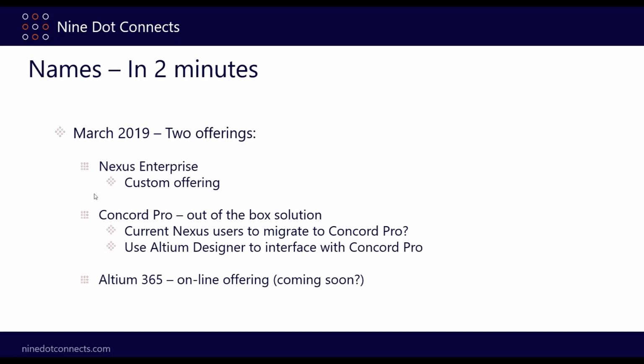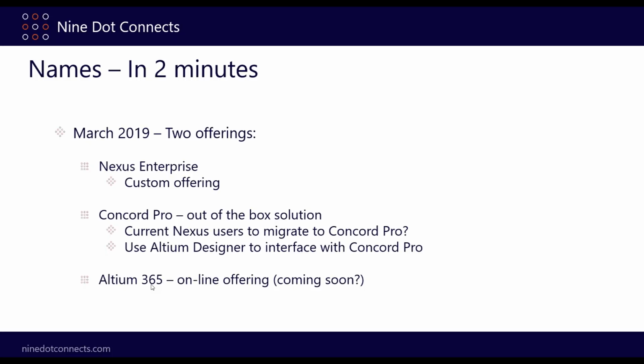So what they would like you to do is that if you're a current NEXUS user, you can migrate to Concord Pro unless you are actually interested in their enterprise solution. Or you would basically go to, well, at this point, you go to Concord Pro and continue along that line, and you'd now use Altium Designer to interface with Concord Pro. So if you ever went down to the download page, you'll notice that Concord Pro for the server is available there, but there's no Concord Pro client associated with it. You're simply going to use Altium Designer moving ahead.